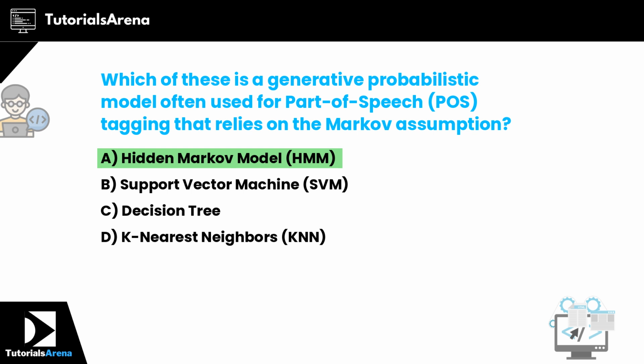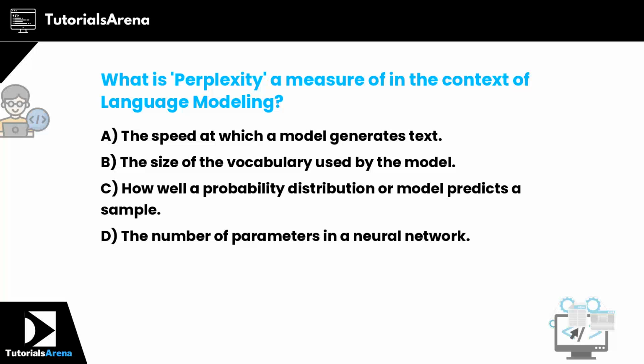The correct answer is option A, hidden Markov model, HMM. What is perplexity a measure of in the context of language modeling?